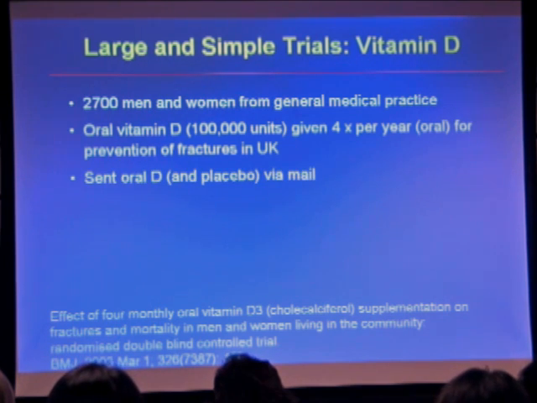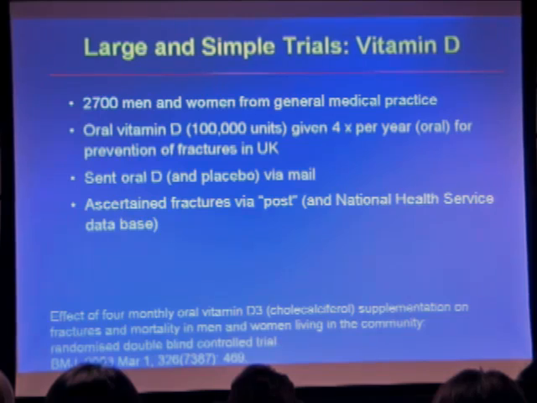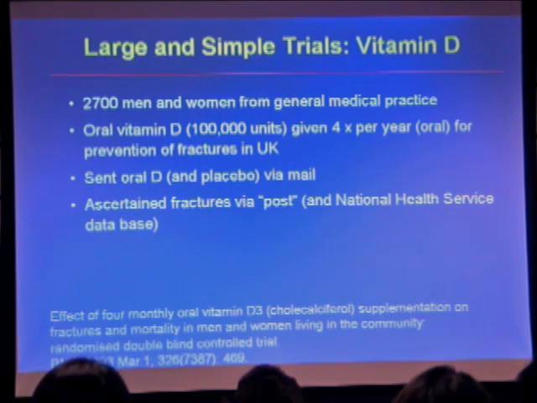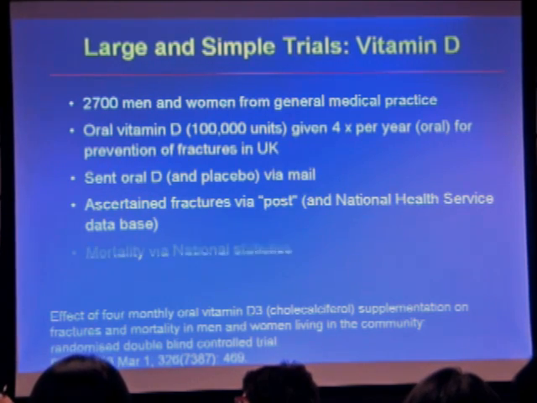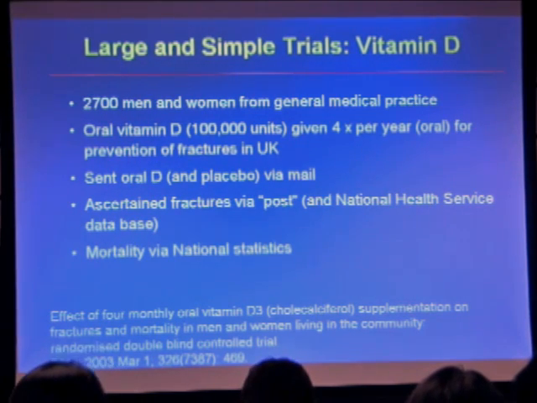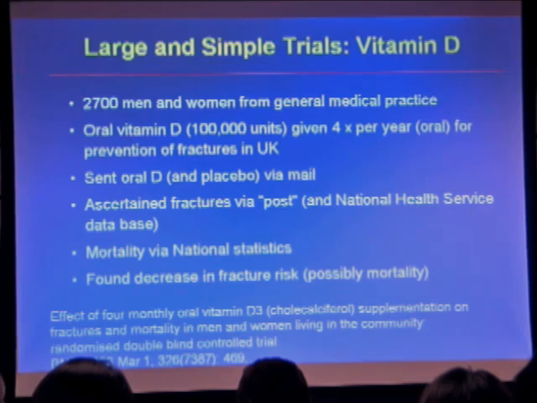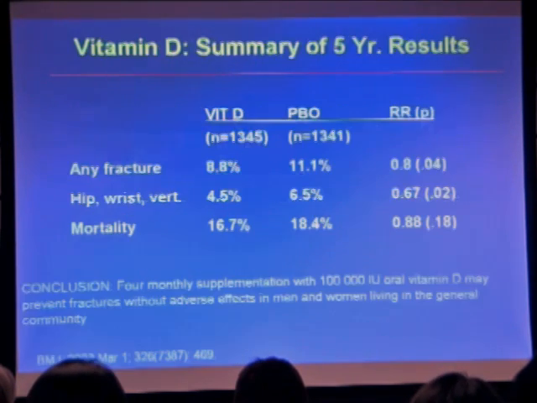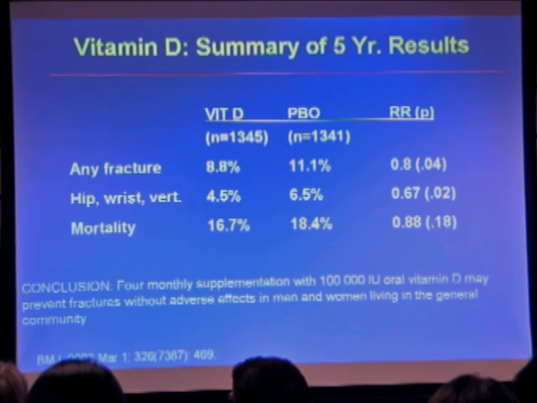And they sent it all by mail. It was vitamin D or placebo. And they ascertained fractures via post, as they say in England, so by mail. And also in the UK, they have the National Health Service database. So they had 2 ways of ascertaining fractures. And then the mortality was assessed by national statistics. And actually, amazingly enough, they found a decrease in fracture risk. And these are just the results, which are not so important for the discussion as a method.